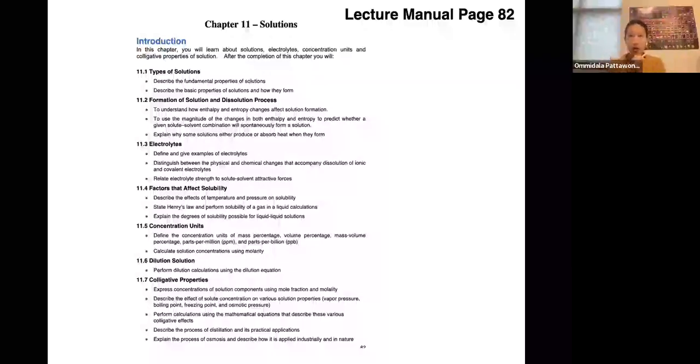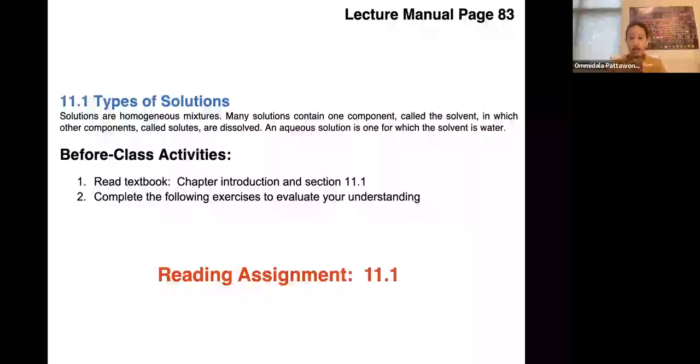I'm also going to use prior knowledge from the previous chapter, when we talked about the intermolecular forces responsible for the condensed states, such as solid and liquid. Since a solution can be solid, liquid, or gas, we are going to talk about the IMF here again. In this video, we are going to cover chapter 11.1, which is types of solution.